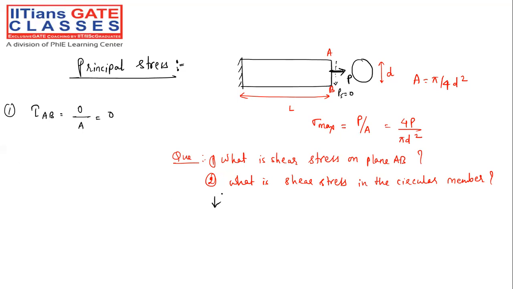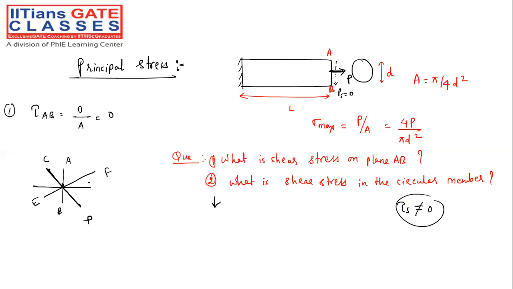Now the second question: what is the shear stress in this circular member? That is not equal to zero, my dear friend. On the plane AB it is zero, but I told you stress is defined at a particular point. At a particular point, not only plane AB is passing; we can define any plane. We can define this plane also, and this plane also. At a particular point, we can have infinite planes, right?